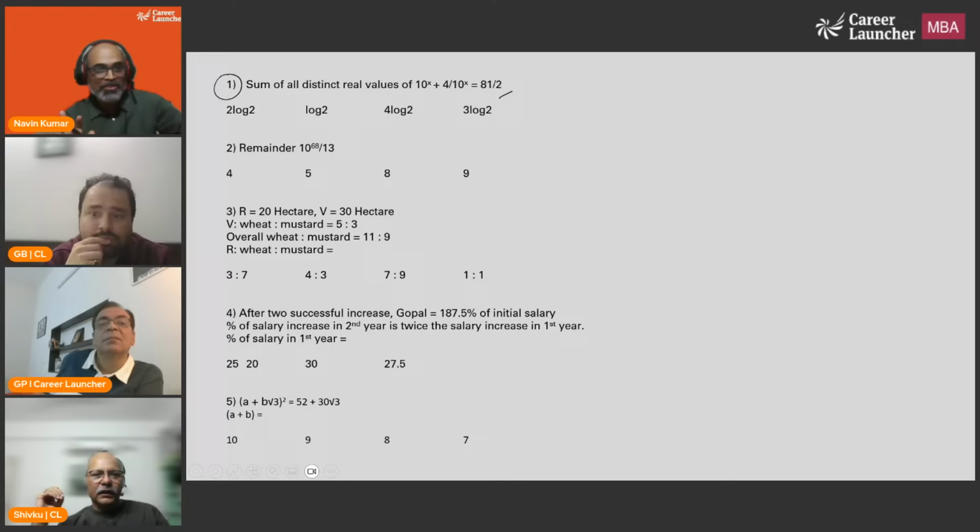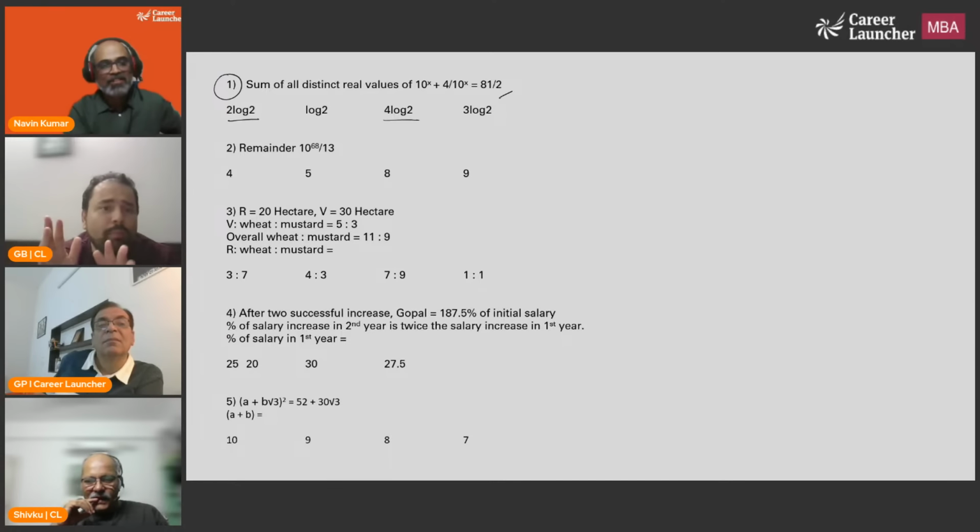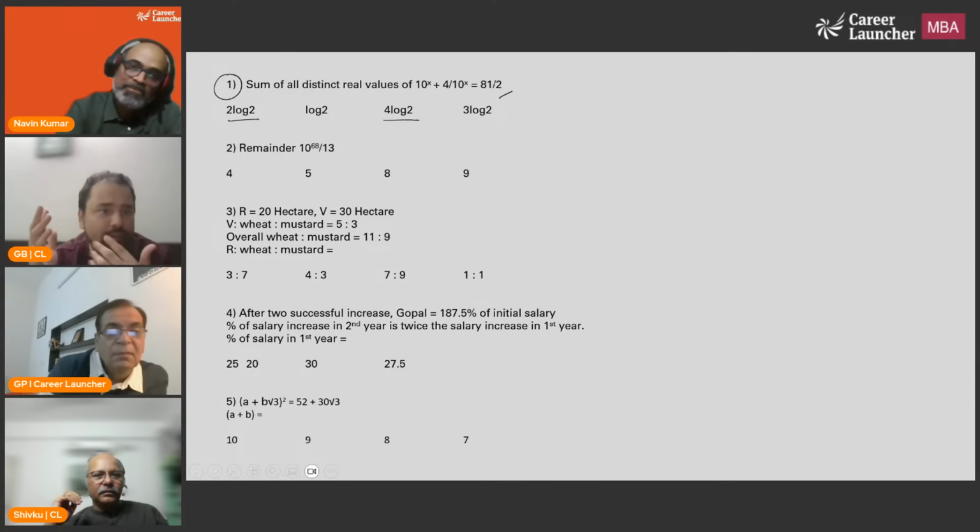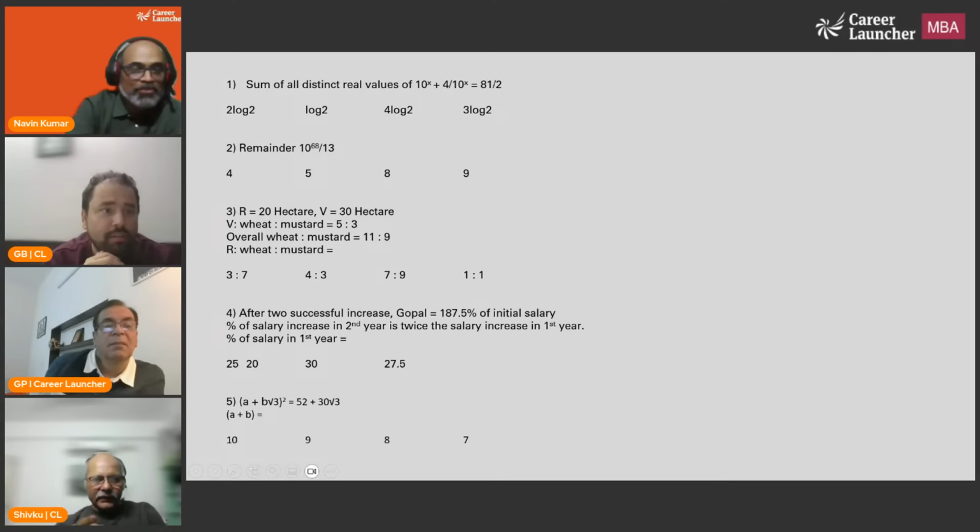The answer is 2 log 2, right? Yes, that is what I am saying, I could not get this. I was like, 81 is there, so a log will come out. Just a reco, Naveen: we can just look at the question stems and the answers. Solutions we will do later. The answer of this one was 2 log 2.